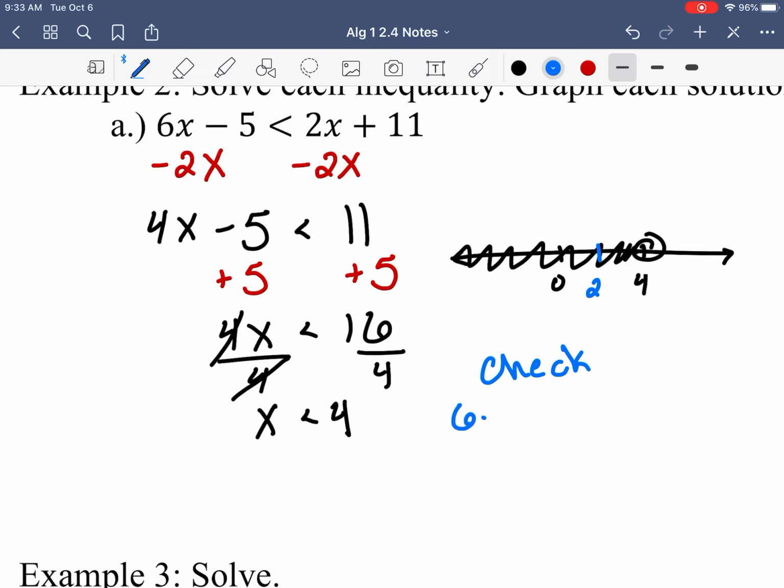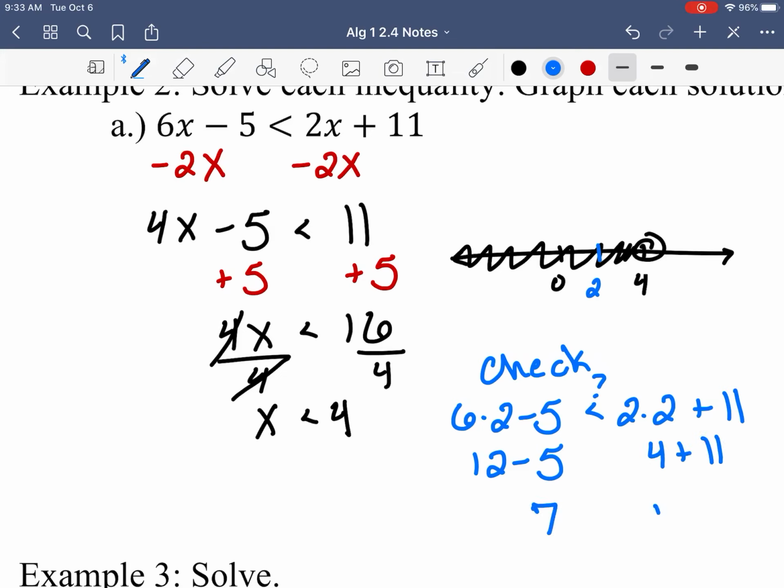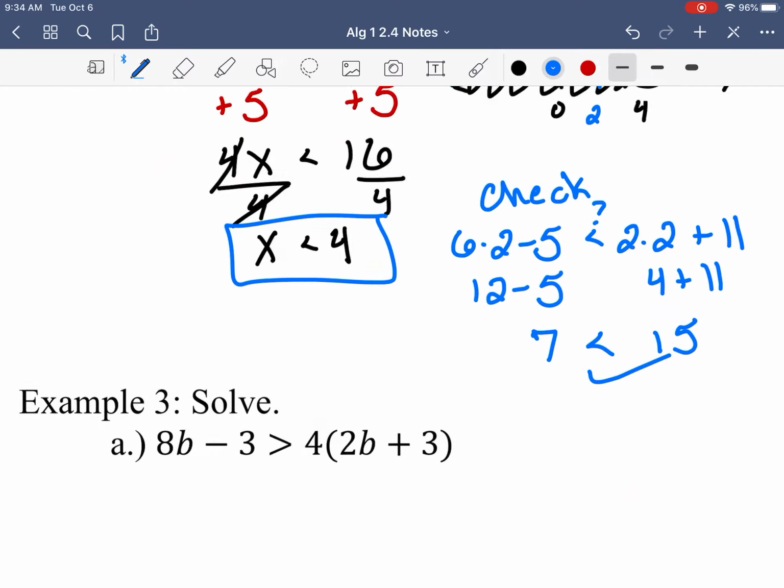So we'll have 6 times 2 minus 5 is less than 2 times 2 plus 11. So we're checking, did that work? 6 times 2 is 12. Minus 5. 12 minus 5 is 7. And then 2 times 2 is 4 plus 11. That's 15. Is it less than? Yep, it worked. So we know that that's a valid solution. All right, next.